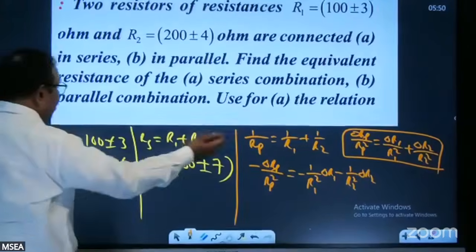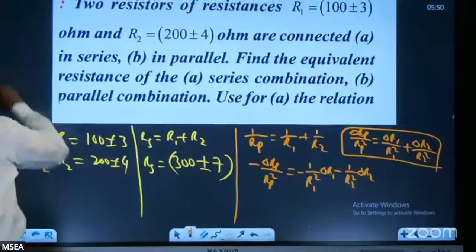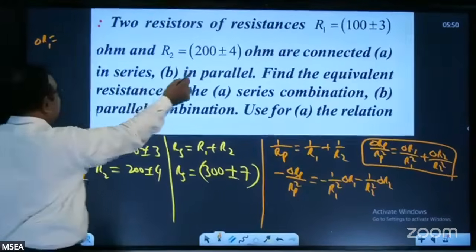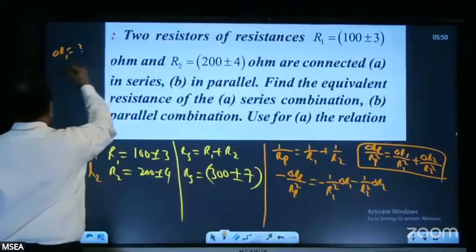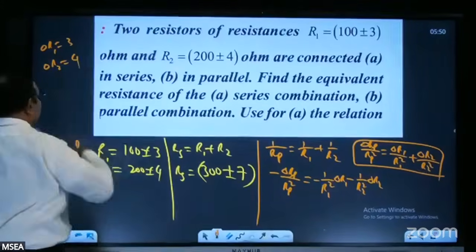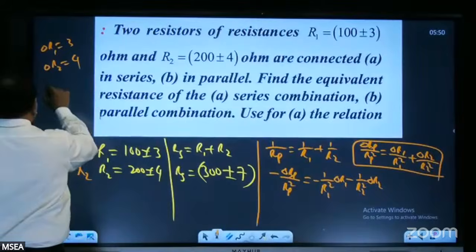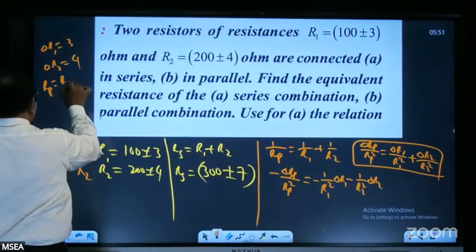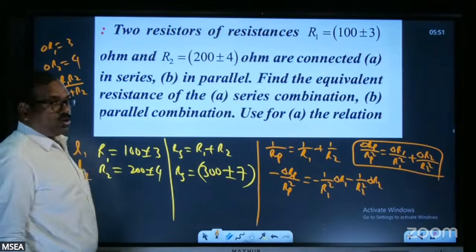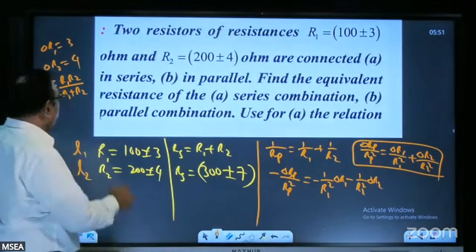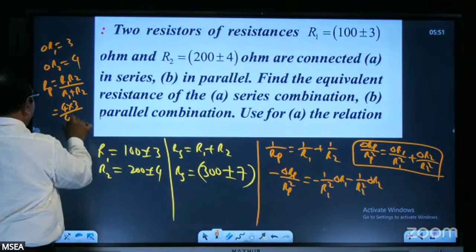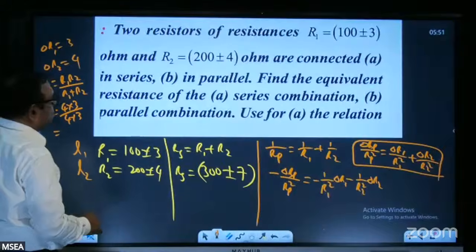Now, what about Rp if you take? What is delta R1? I write here delta R1. What about the error in the first resistance? That is 3. Then what about the error in the second resistance? That is 4. Then what is Rp? Rp is nothing but, when they are connected in parallel, R1 into R2 by R1 plus R2.